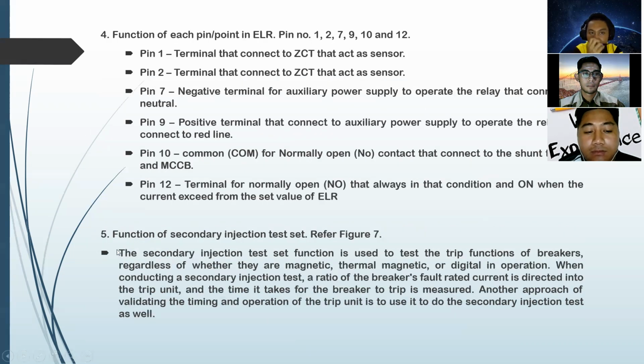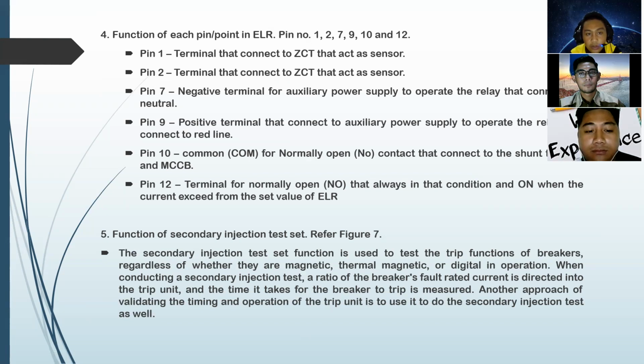Next, the function of each pin in the ELR: pins 1, 2, 7, 9, 10, and 12. Pin 1 is connected to ZCT, acting as a sensor. Pin 2 is also connected to ZCT as a sensor. Pin 7 functions as the negative terminal for the auxiliary power supply to operate the relay, connected to neutral. Next, pin 9 is the positive terminal, also connected to the auxiliary power supply to operate the relay, connected to the red line.